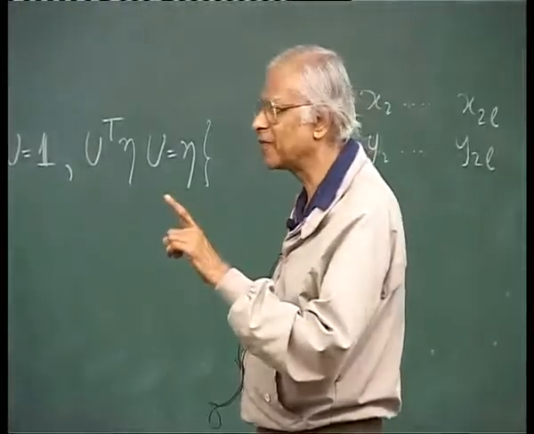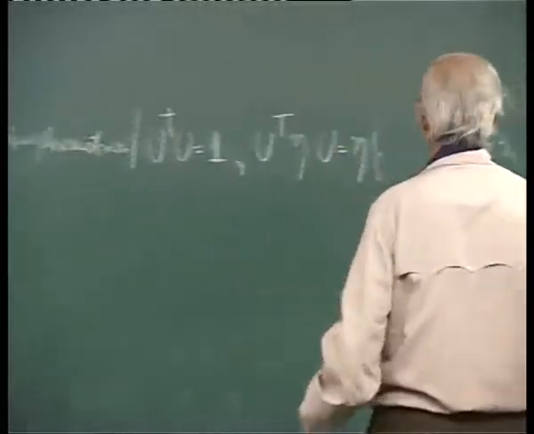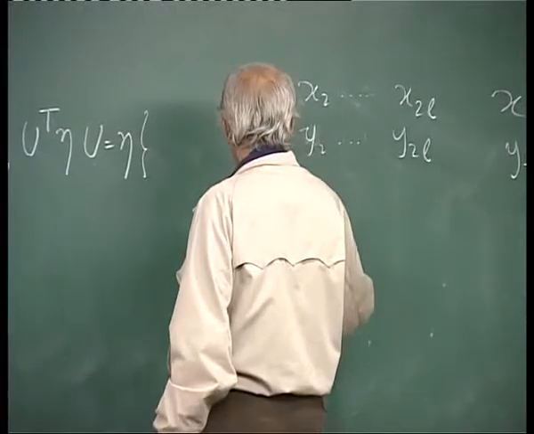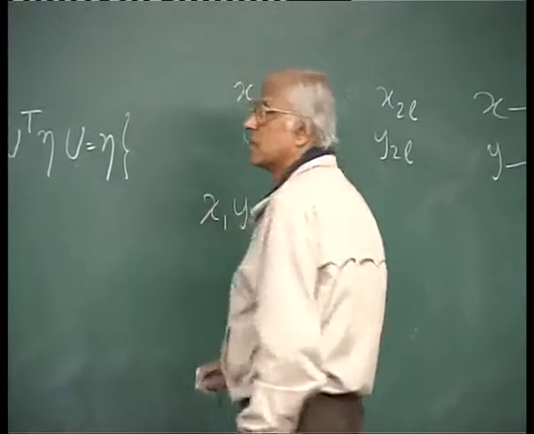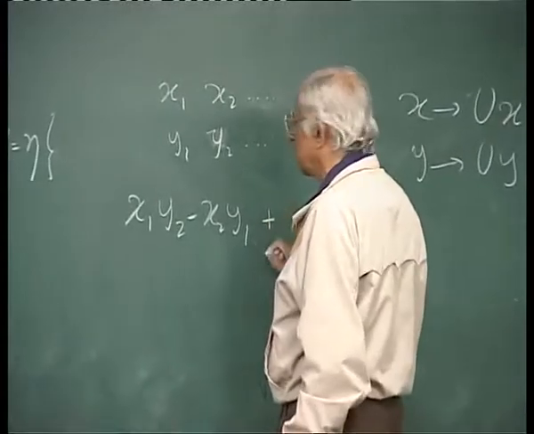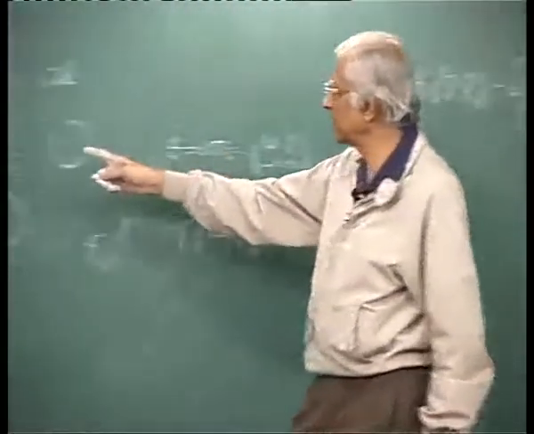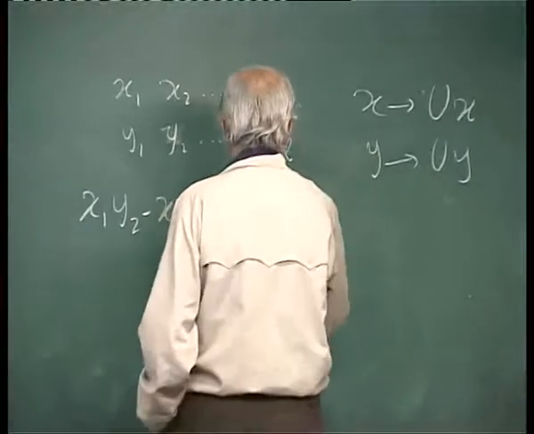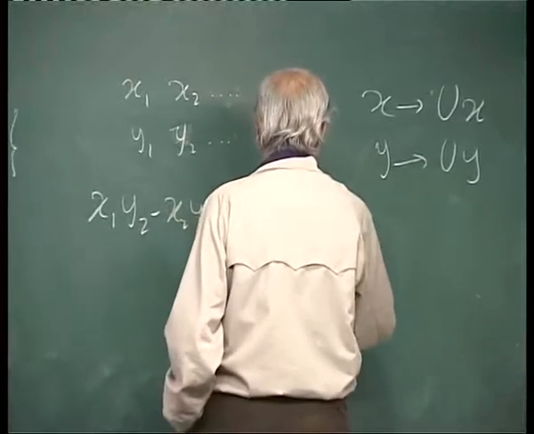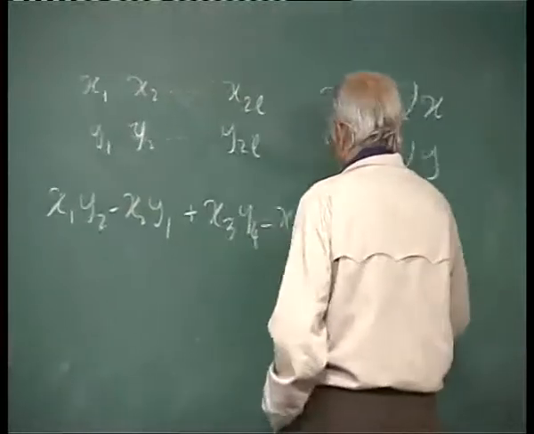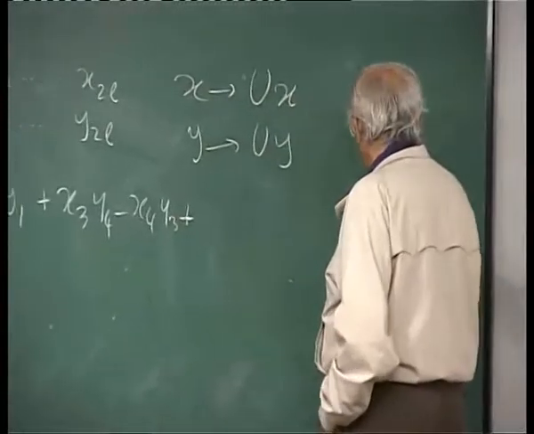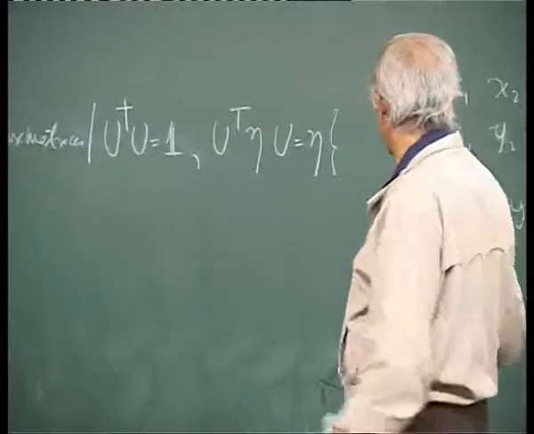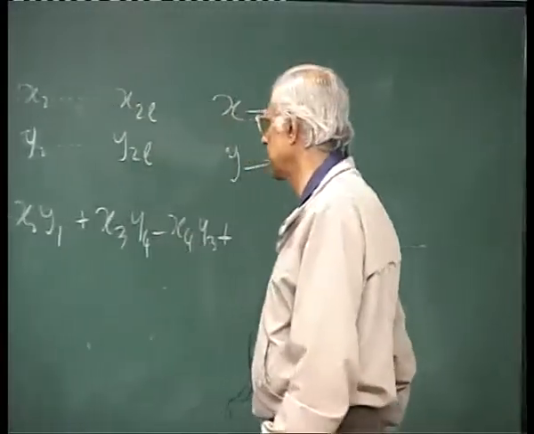What is that bilinear form? Look at this eta. The bilinear form which should be preserved is x1 y2 minus x2 y1 plus, this comes from the first epsilon. What's the next one? x3 y4 minus x4 y3 plus 5, 6 plus 7, 8 and all the way up to the end. This is this braiding. You can see, this is what is called the symplectic nature of the transformation.